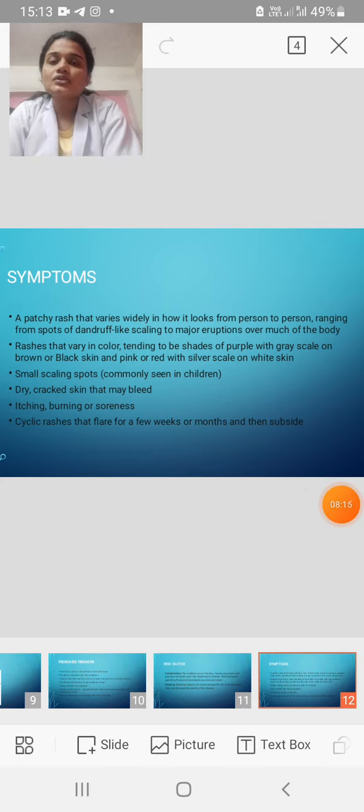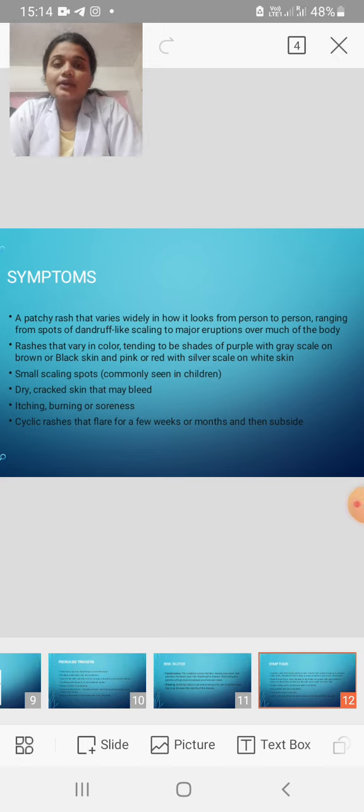Small scaling spots, dry, cracked skin that may bleed, itching, burning, soreness, and cyclic rashes that flare for a few weeks or months and then subside.